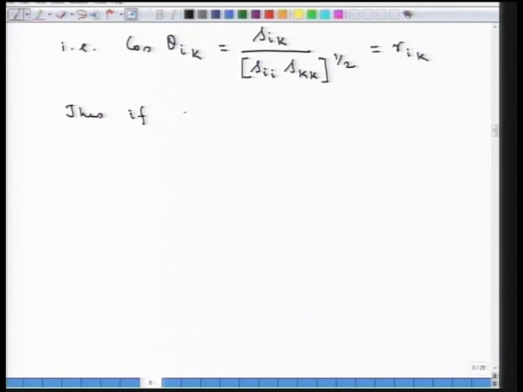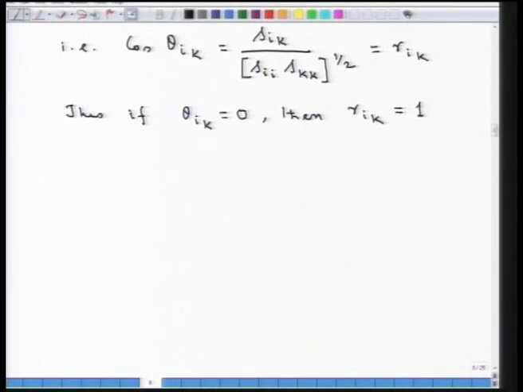Now, given this expression, if theta ik, the angle between the two deviation vectors, is 0, so they are basically in the same direction, then r ik is the cosine of that angle 0, and hence equal to 1. That justifies our intuition that if the two deviation vectors are in the same direction, then the two random variables have perfect linear correlation, so the correlation is equal to 1.